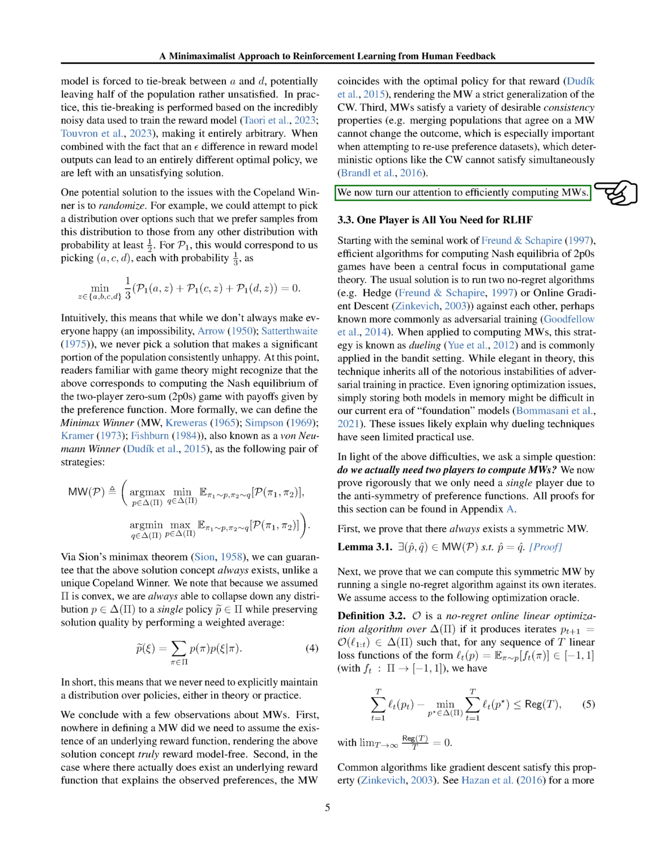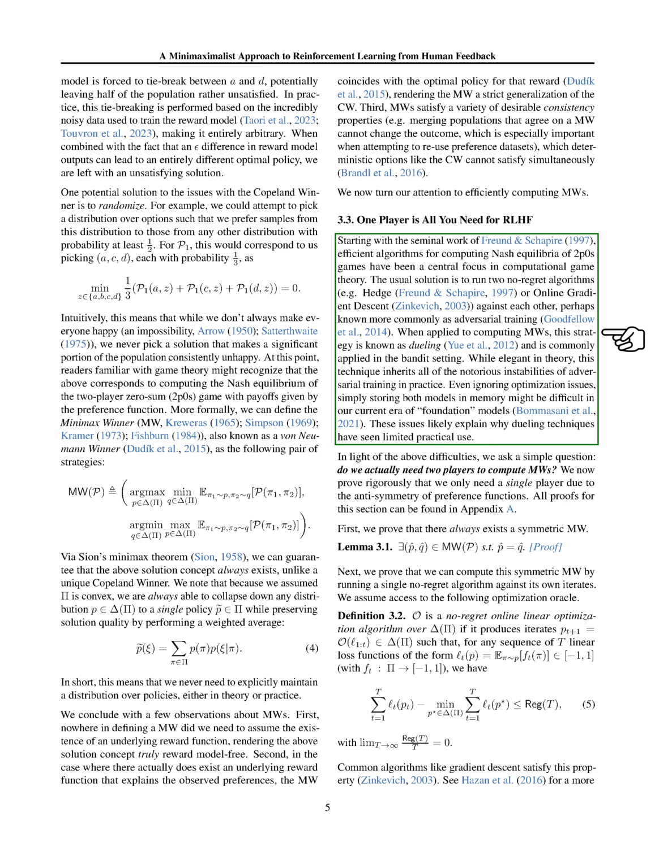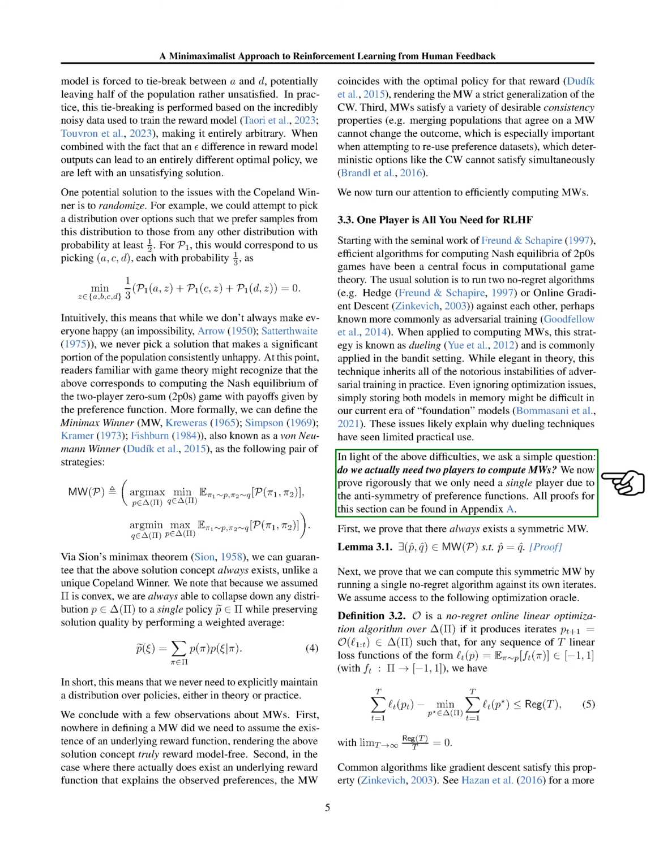Now, let's turn our attention to efficiently computing minimax winners. Efficient algorithms for computing Nash equilibria of two-player zero-sum games have been a central focus in computational game theory. The usual solution is to run two no-regret algorithms against each other, a strategy known as dueling. However, this technique has its drawbacks, including instability and memory issues. So, we ask, do we actually need two players to compute minimax winners? We prove that we only need a single player due to the anti-symmetry of preference functions. We can compute this symmetric minimax winner by running a single no-regret algorithm against its own iterations.